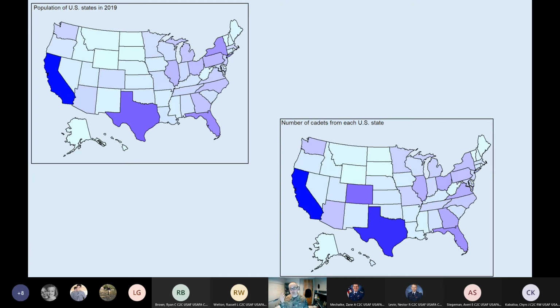Colorado, for example, there is a heavier concentration in Colorado at the academy home states than there is for the population. Another thing that stands out to me is if you look at New York on the two, it looks like New York is underrepresented at the academy, right? And maybe Texas, it looks like, is a little overrepresented.